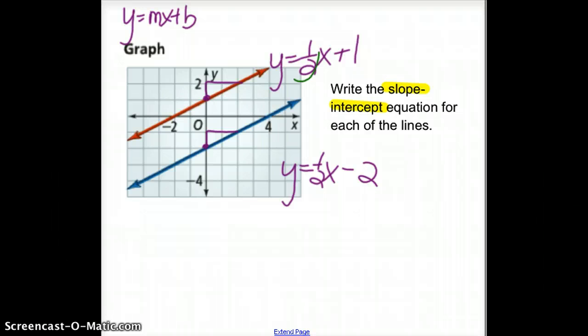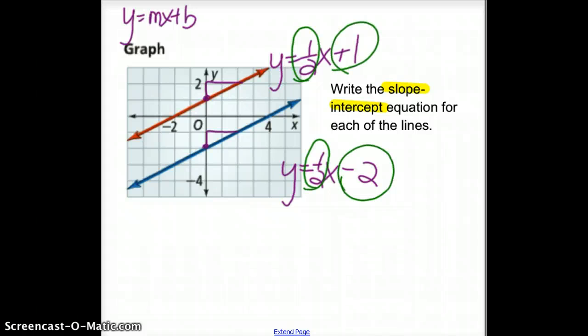Notice these lines are parallel because their slopes are both 1/2, or up 1 over 2. Their y-intercepts are different, but that's okay. That's what makes them different lines. If they had the exact same intercept, they would be the same line, okay? So it's okay to have different intercepts. We're just concerned about the slopes.